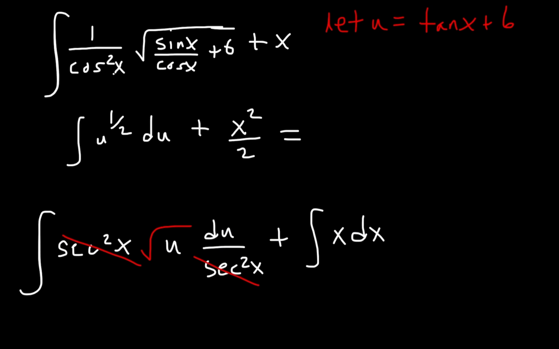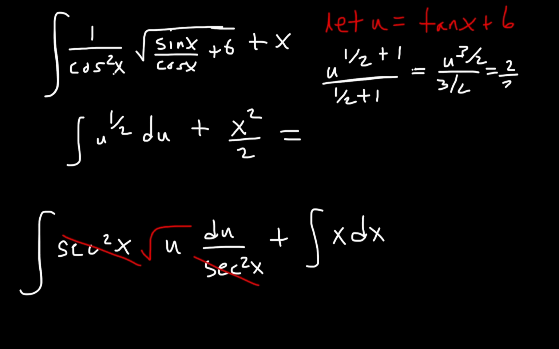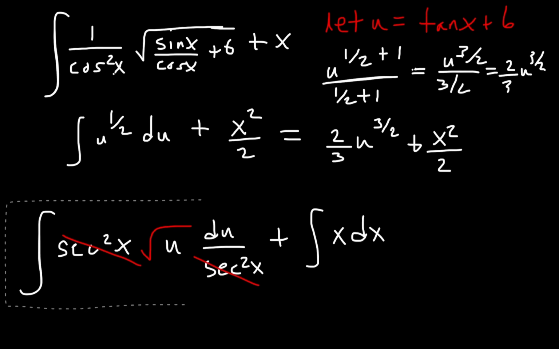And now for the integral of this, we're just going to use the power rule. So u raised to the power of 1/2 is going to be plus 1, and then we'll divide by the exponent. So we get u raised to the power of 3 over 2, over 3 over 2. This becomes 2 over 3 u raised to the power of 3 over 2. So now we have 2 over 3 u raised to the power of 3 over 2 plus x squared over 2.